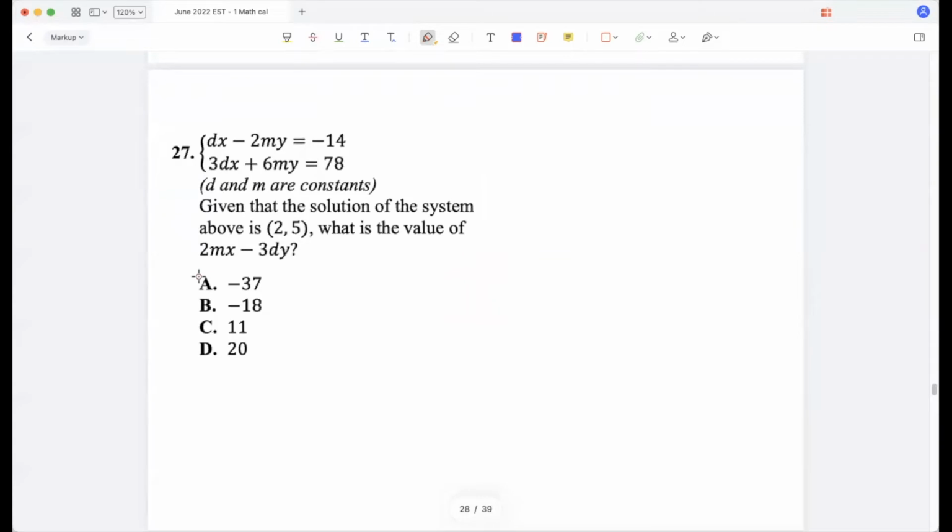Given that the solution of the equation above is 2 comma 5, what is the value of this? Okay. So 2 comma 5. So we can put this here. 2d minus 10m is minus 14, and 6d plus 30m is 78. Okay.